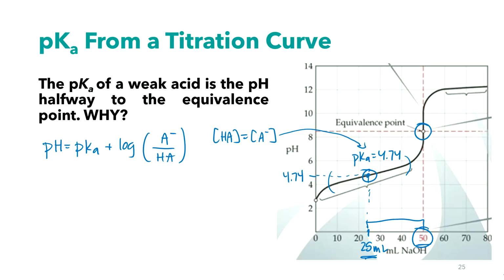At 50 mils, I have converted everything to A minus. Halfway there, I've converted half of HA. So those two are equal, which means I have the log of 1, which is 0. And pH equals pKa. So you can read the pKa of an acid off of this graph. Also a test style question that we could ask you: look at this titration, what's the pKa of the acid? You look for the equivalence point, half that volume, what's the pH there?